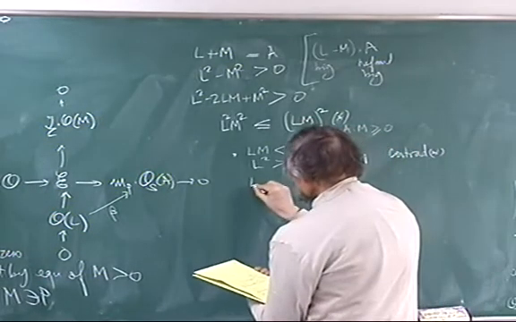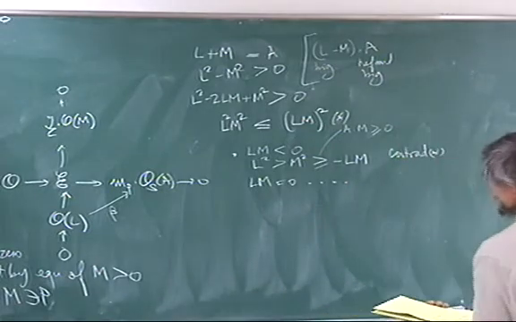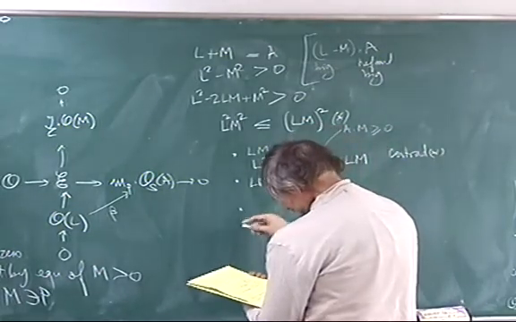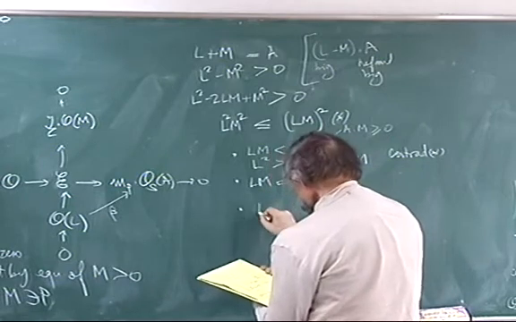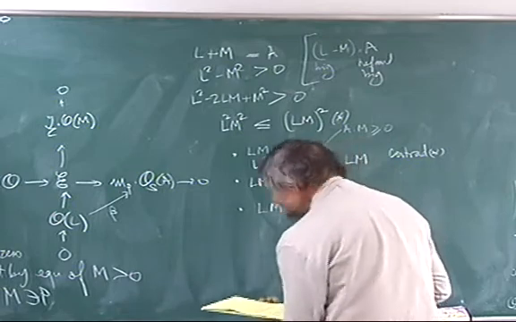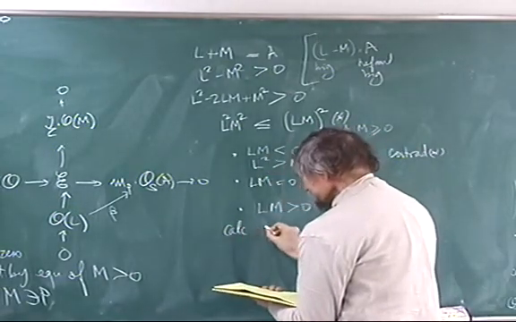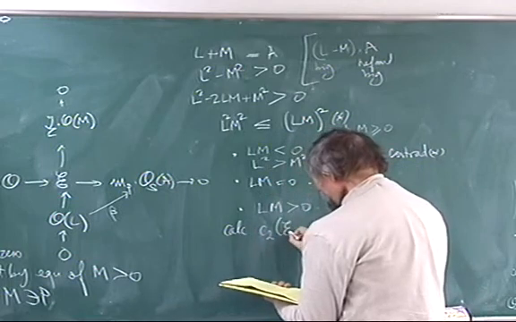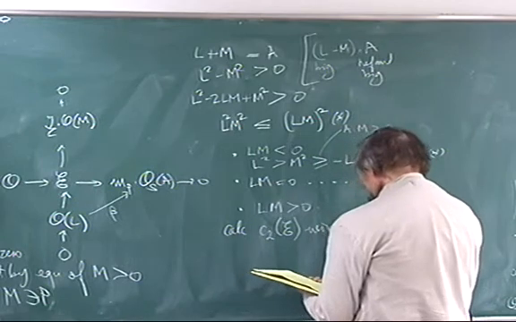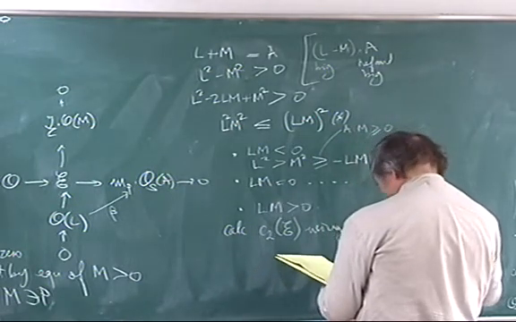And L·M equals 0. Well, just worry about it a bit for yourselves. It's a sort of limiting case of the previous one. L·M greater than 0. What happens if L·M is greater than 0? Well, calculate c2 of E using the vertical extension.